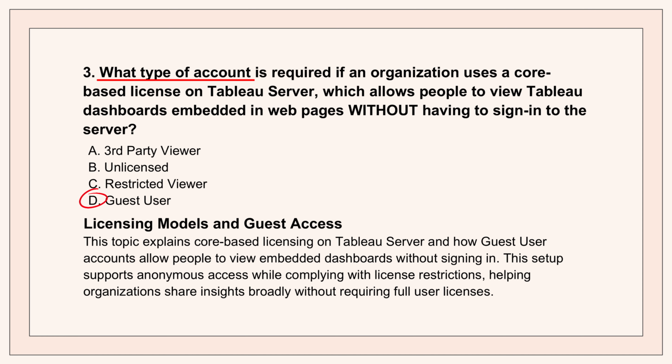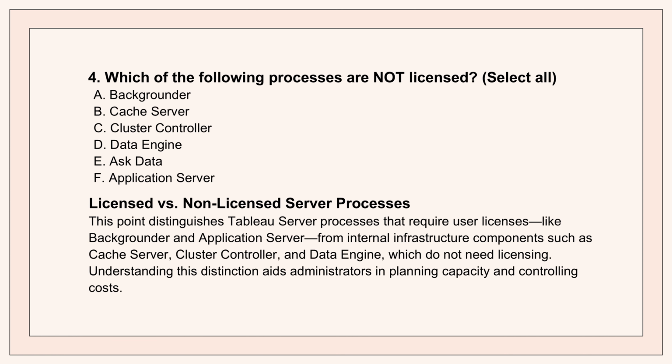Good point. Okay, sticking with licensing, but drilling down a bit more into the server processes themselves, understanding which bits consume licenses and which don't is pretty key for resource planning and cost, right? For sure. You need to know what drives your license count. So out of this list, backgrounder, cache server, cluster controller, data engine, ask data, and application server, which of those processes are not licensed? Okay, the ones that are not licensed are the cache server, the cluster controller, and the data engine. Cache, cluster controller, data engine.